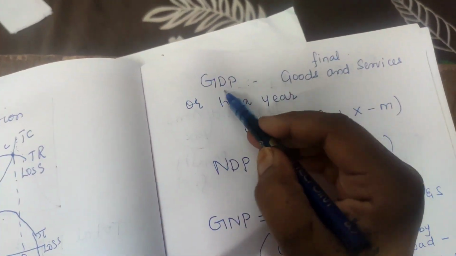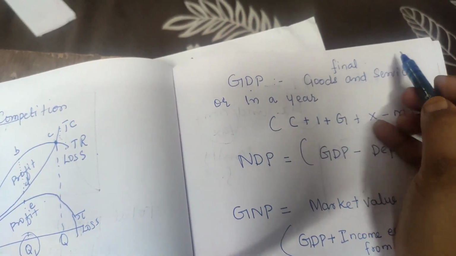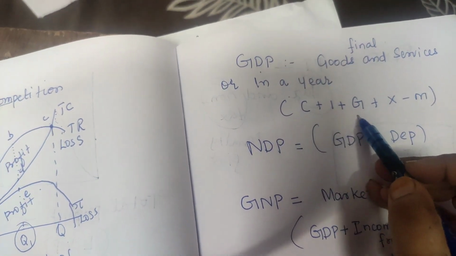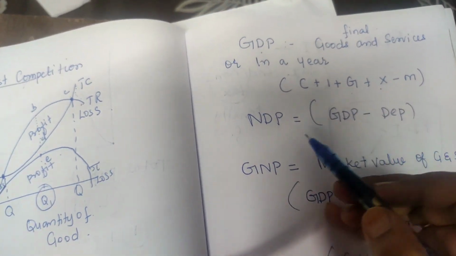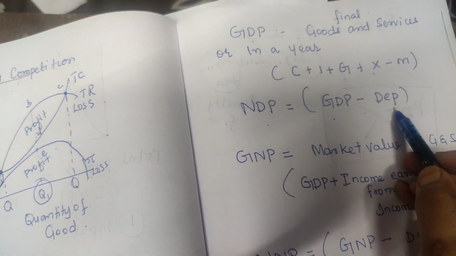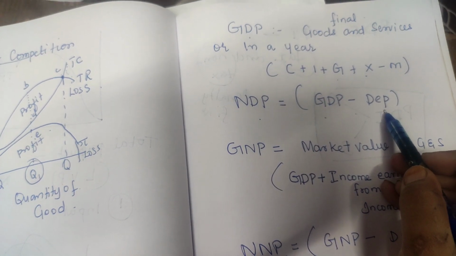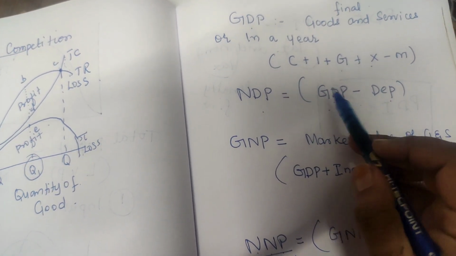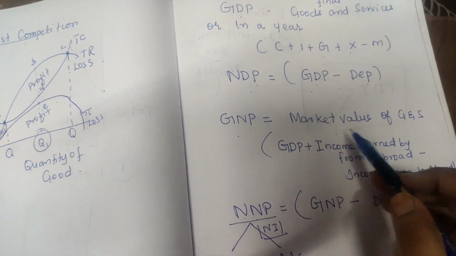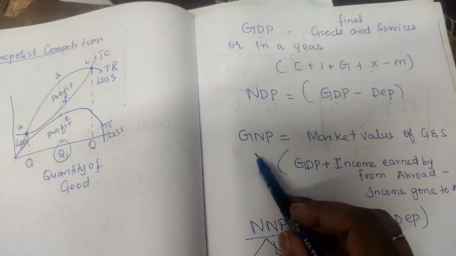First you need to write about GDP, which is the final aggregate goods and services produced in a year, which is consumption, investment, government, export minus import. And then NDP, which is GDP minus depreciation, wear and tear, the reduction of the value due to usage. That will be removed from GDP, and by that we get NDP. And then GNP, which is the market value of the goods and services, is called gross national product.